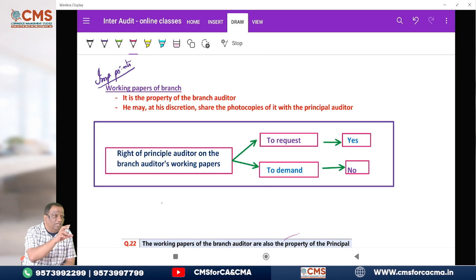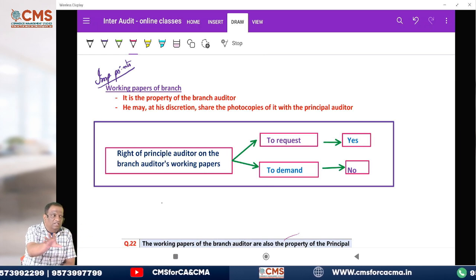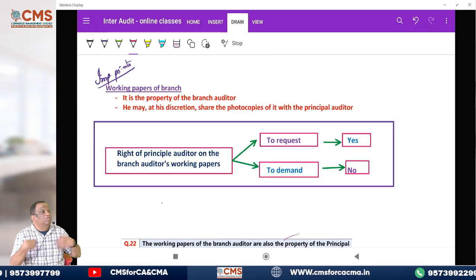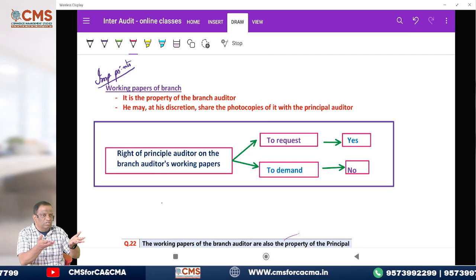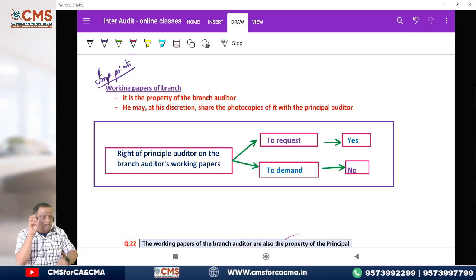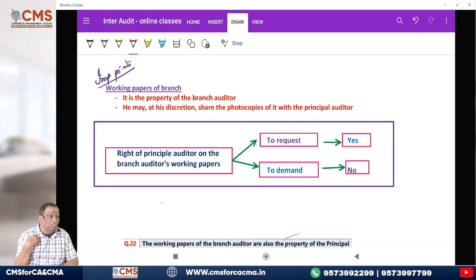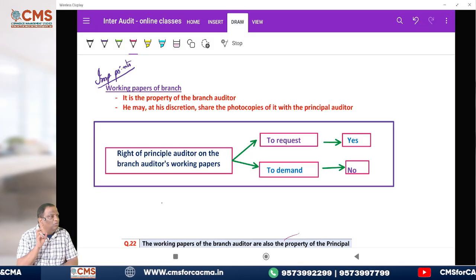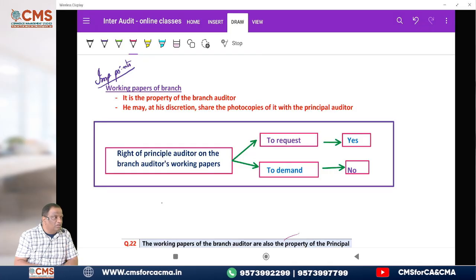So whatever you did, that is your property. Whatever I did, that is his property. But now I am signing based on your reports. I am not redoing what you already did. I am depending on you. So now, will your working papers become your property, or will you have to give them to me? That is the question he is asking. What about the rights of the principal auditor on the branch auditor's working papers?